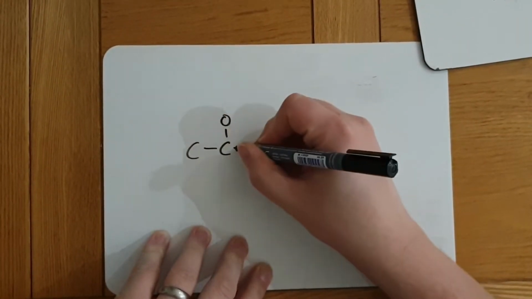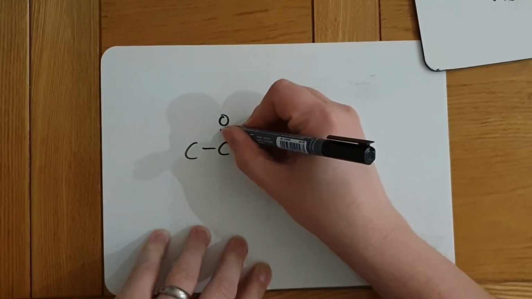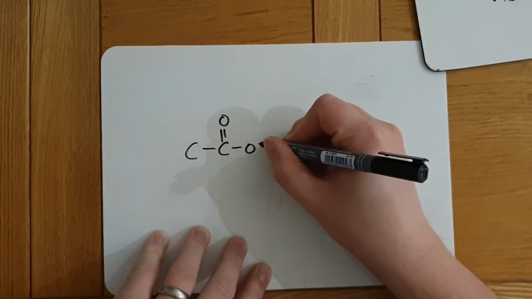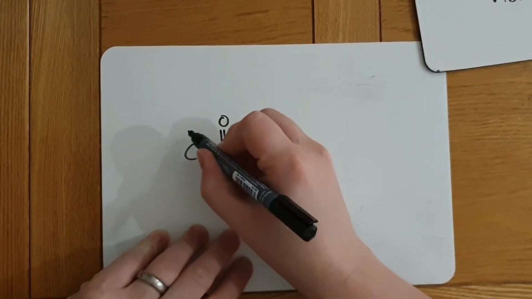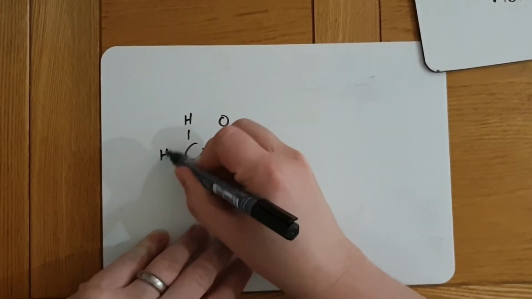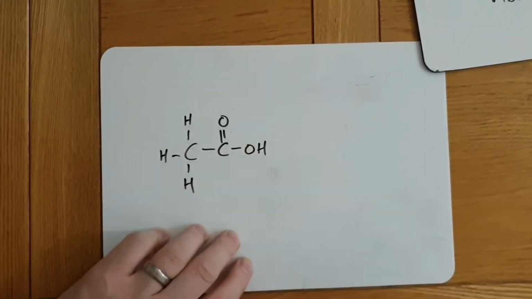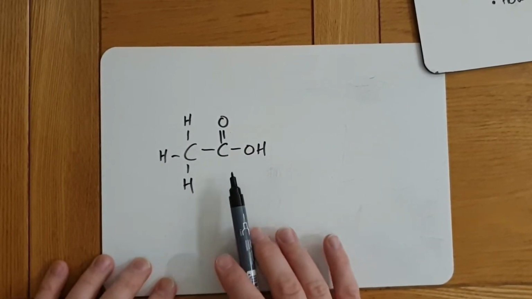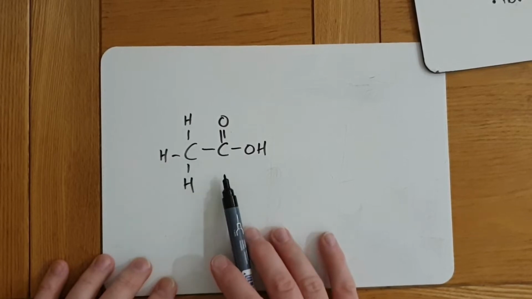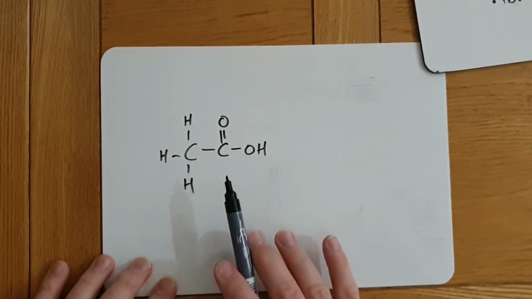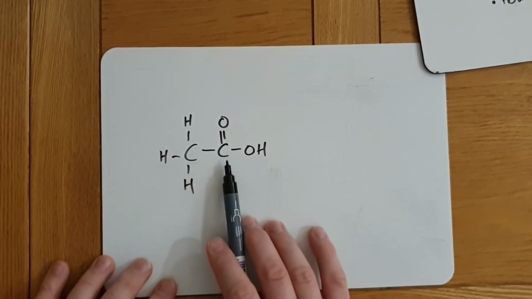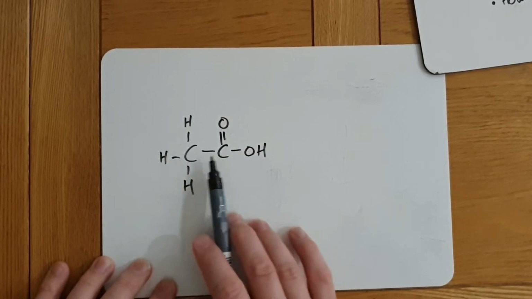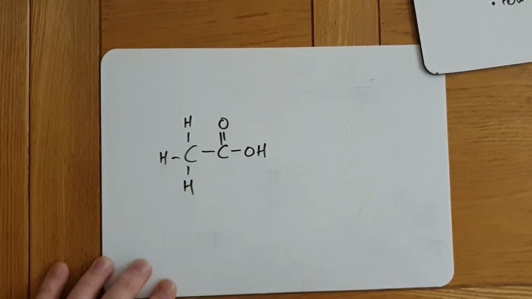Let's have double bond O, OH, H, H, H. So you should be able to name this if you want to have a go at naming it just before I tell you. So 5, 4, 3, 2, 1. So this is ethanoic acid. Eth, because there's 2 carbons, meth, eth, and that's carboxylic acid.